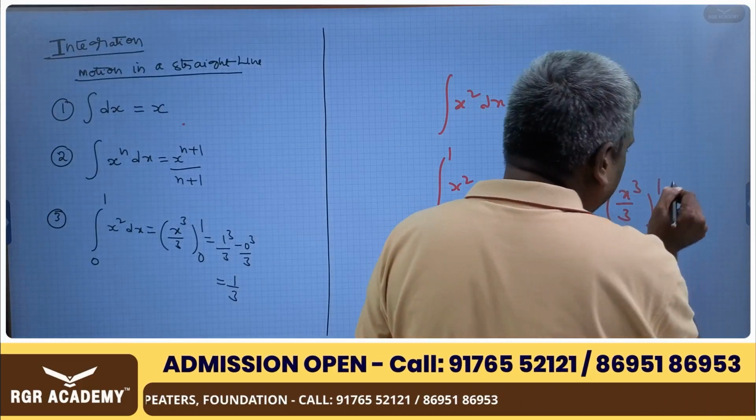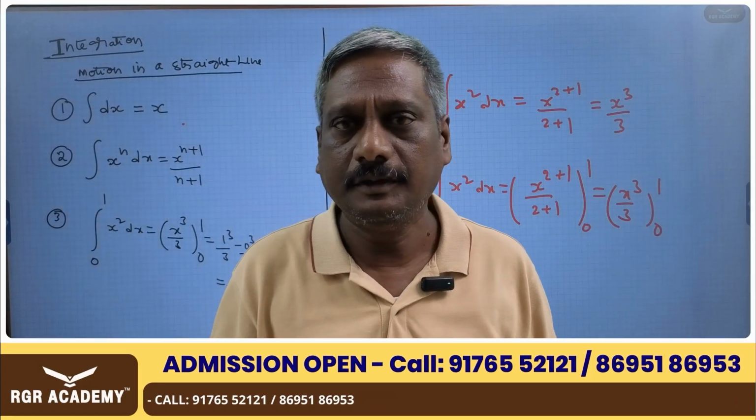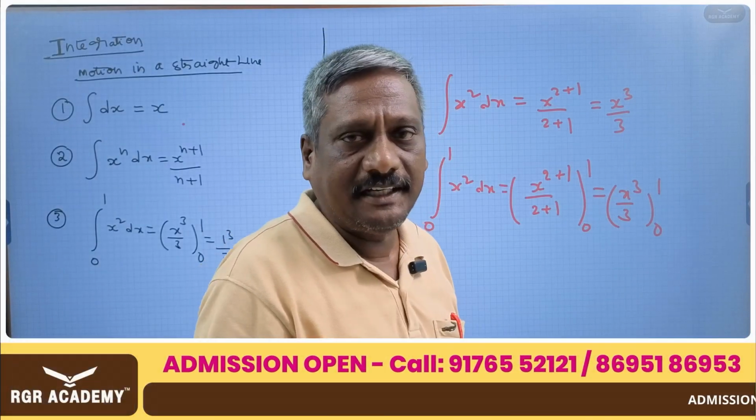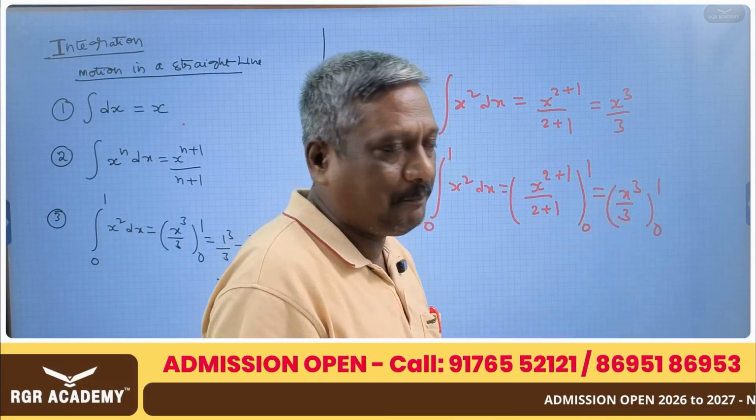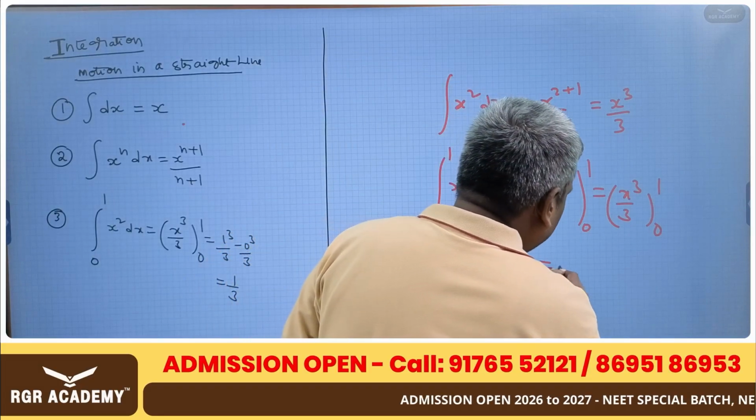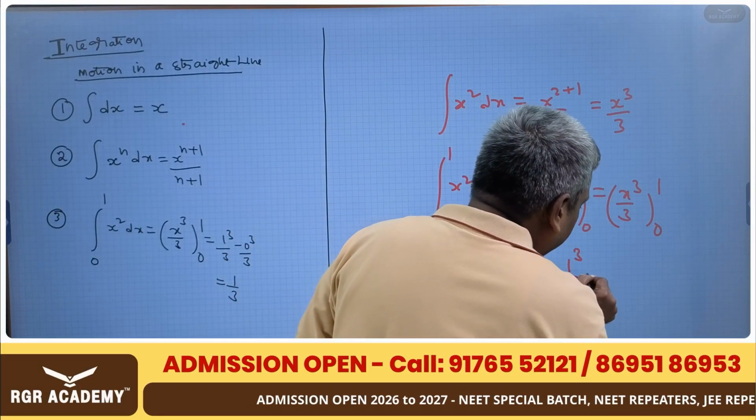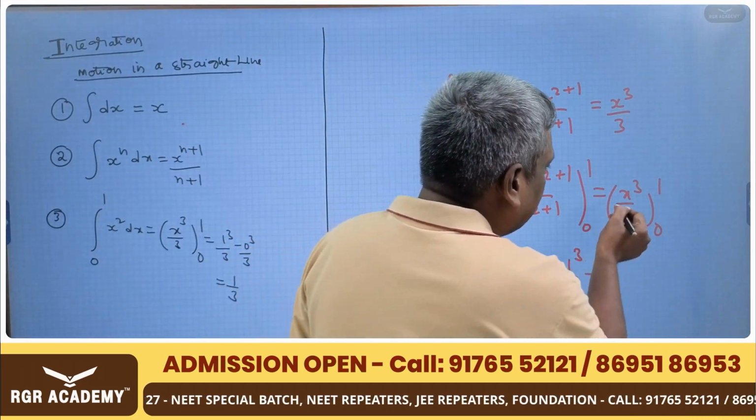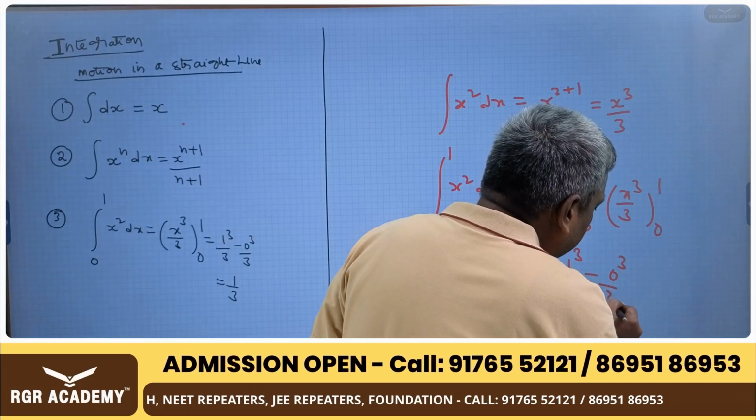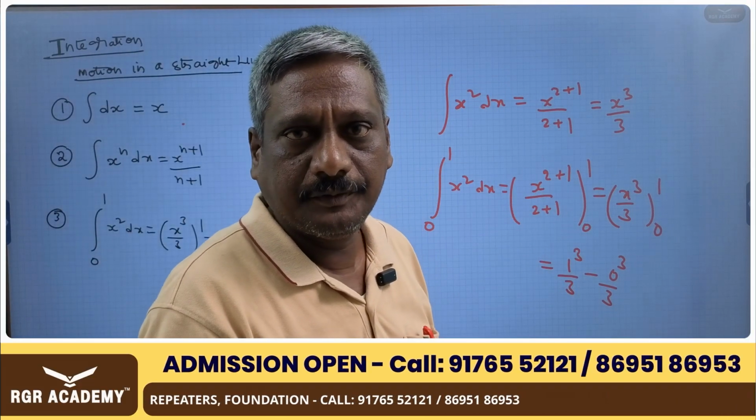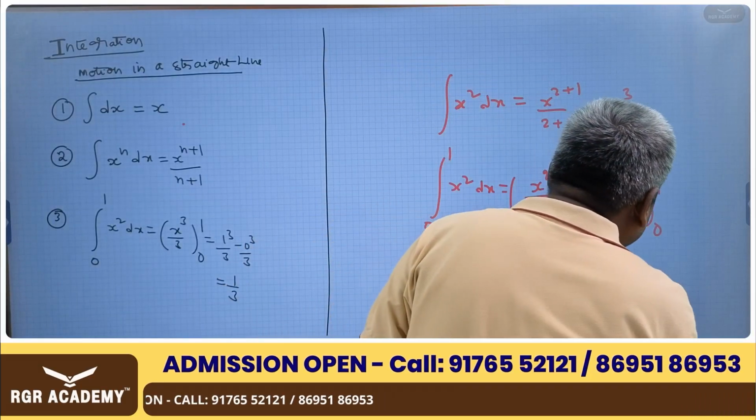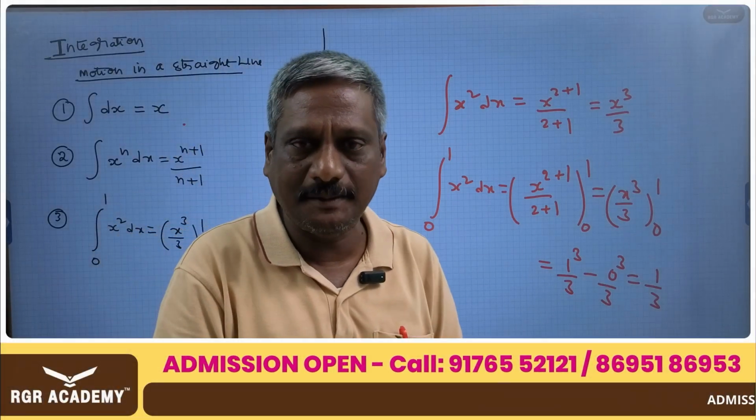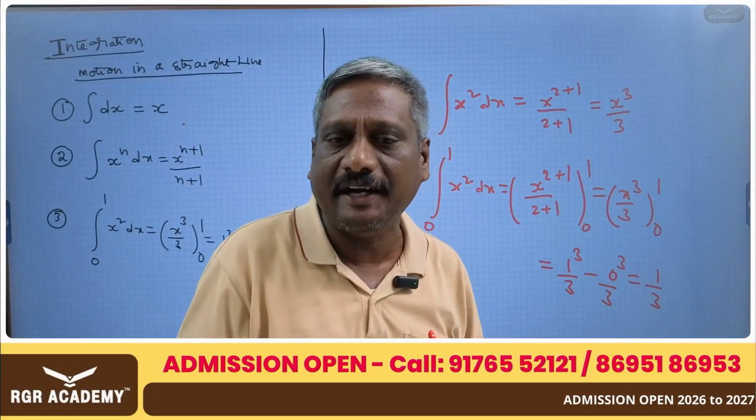What are the limits here? 0 to 1. First substitute the upper limit. Here x is the variable factor. In place of x, substitute the upper limit. That is equal to 1 cube by 3 minus, upper limit minus lower limit, x replaced by 0, 0 cube by 3. So you get 1 by 3. This is a very, very important mathematical concept which is useful in motion in a straight line.